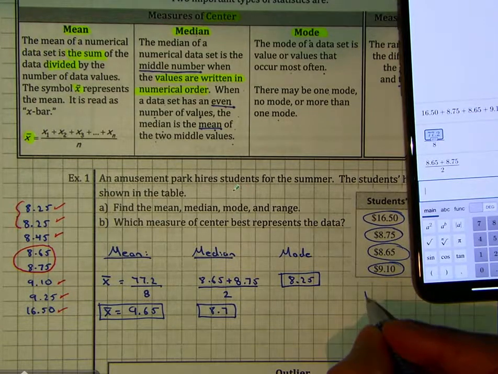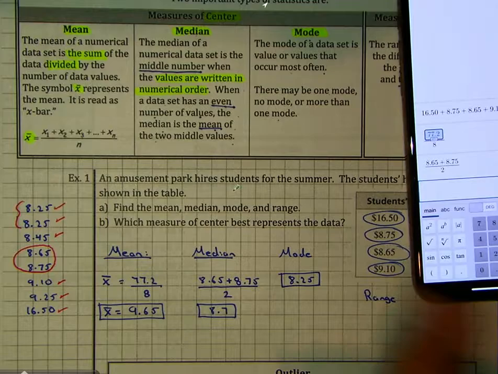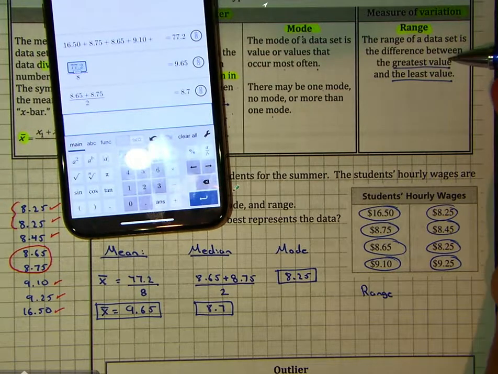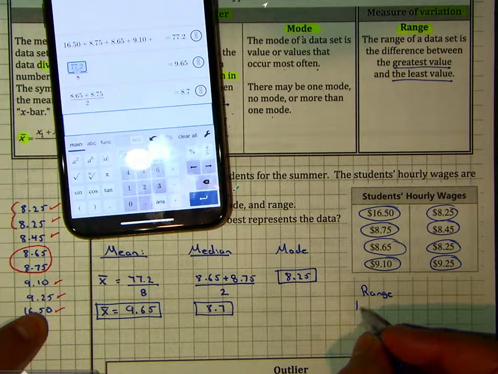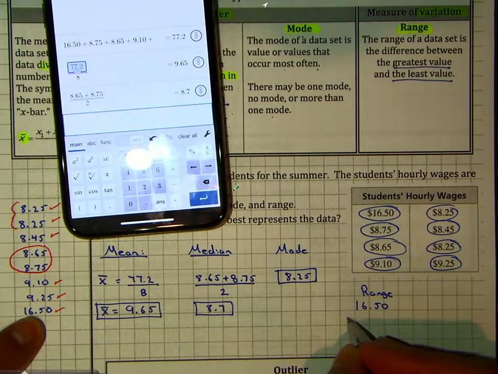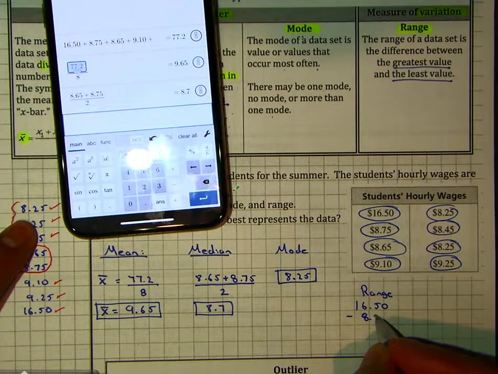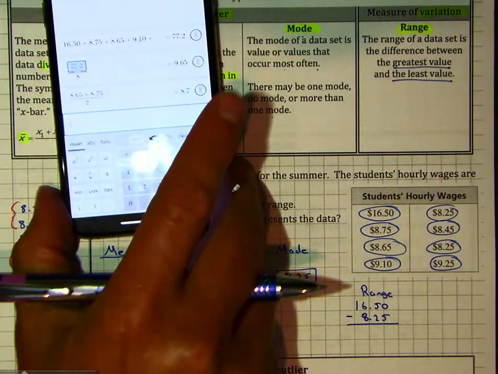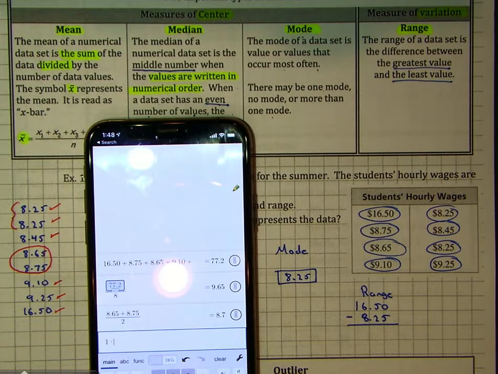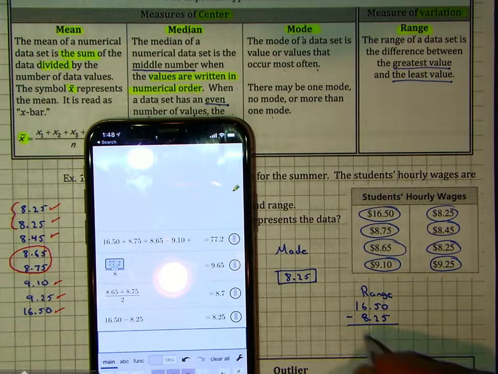And last will be the range. To find the range, you're going to take the greatest value minus the smallest value. So the greatest value will be 16.50 minus 8.25. And I'm just going to use my calculator since we have one. So therefore it will be 8.25.